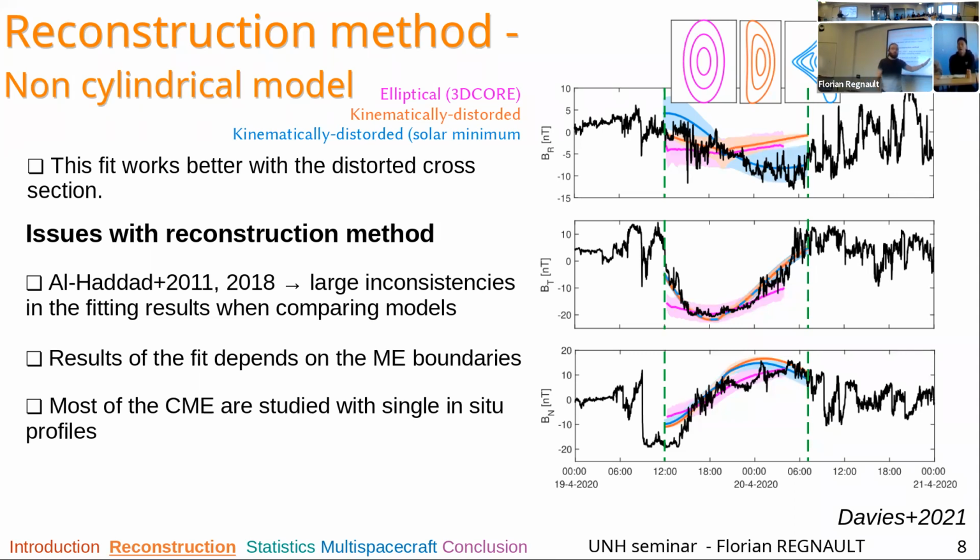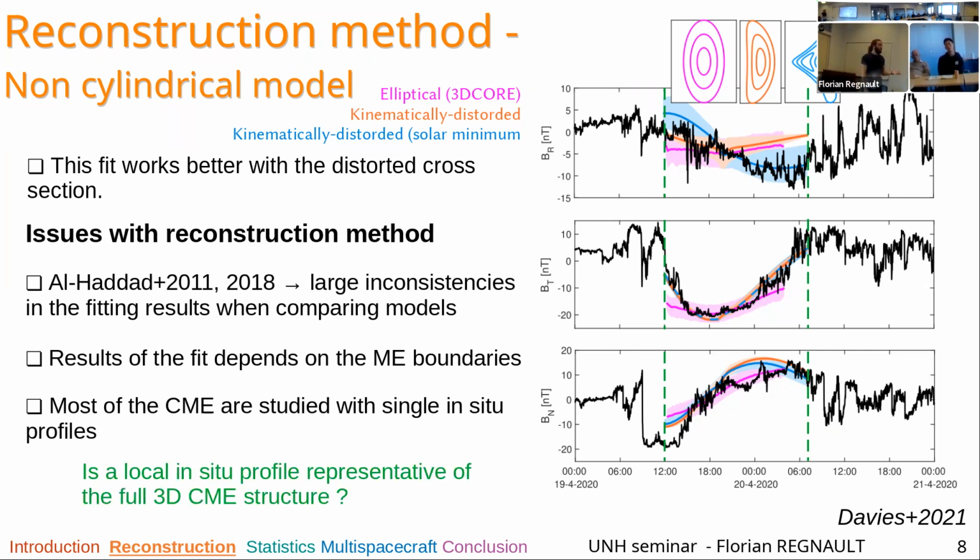People basically do not agree on where it should start and where it should not, because most of the time it's not that simple. Given these boundaries that are uncertain in some way, some fitting methods are quite sensitive to the choice of these boundaries. And then most of the studies are done with a single in situ profile, so we only have one cross of the 3D structure. That raises one question: is a local in situ profile representative of the full 3D structure? I don't have the answer.